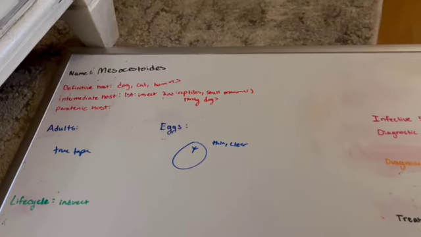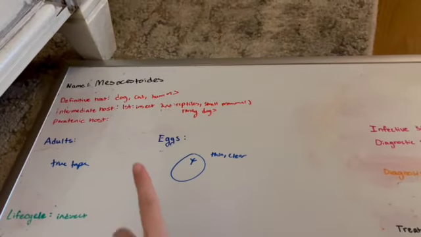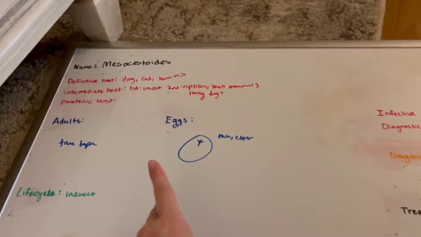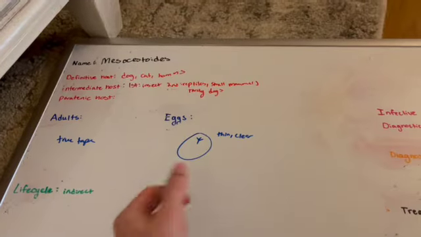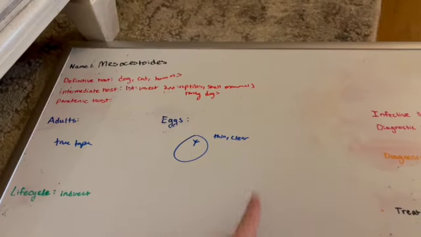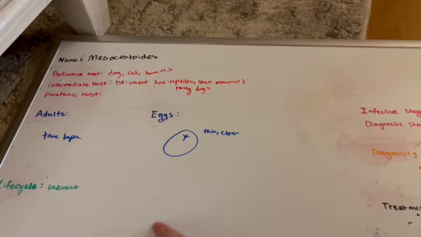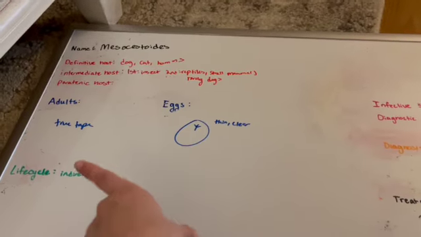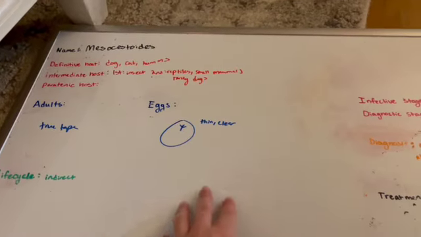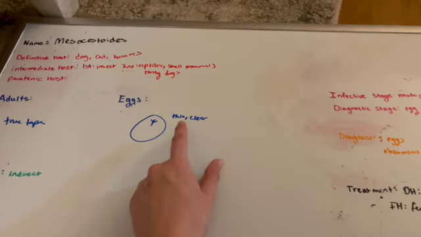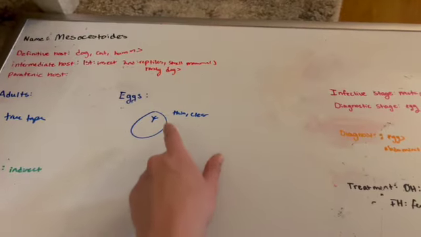This is Mesocestoides. The definitive hosts are dogs, cats, and humans, so it is zoonotic. It has 2 different intermediate hosts. The first is going to be an insect. The second is going to be reptiles, small animals, and sometimes dogs. So dogs can be both the definitive host and the intermediate host. The adults are true tapeworms.